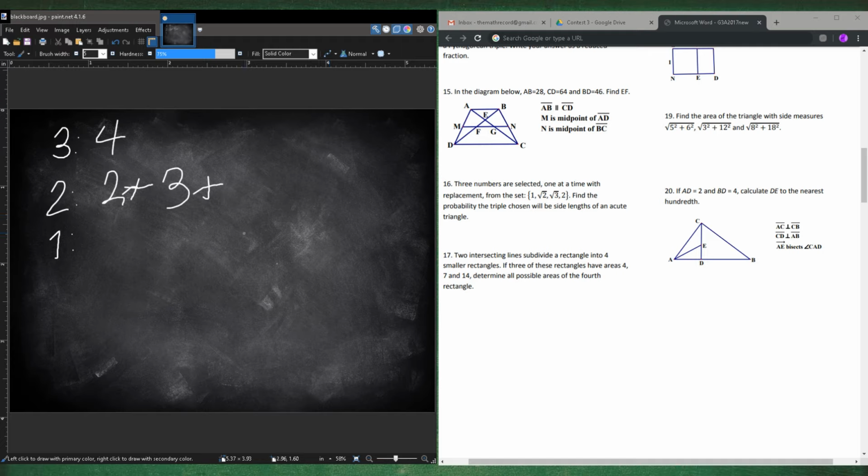That works. 2, 2, and square root 2. That works. And 2, 2, square root 3 works. And 2, 2, 2. Yeah, so all 3 of these work. So that's 6, and that's 8.